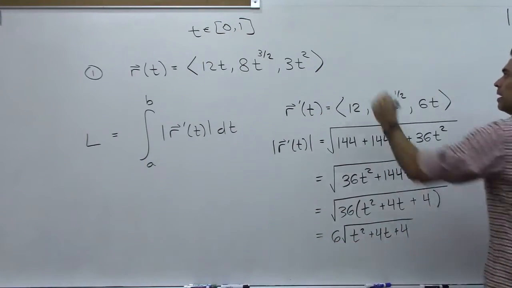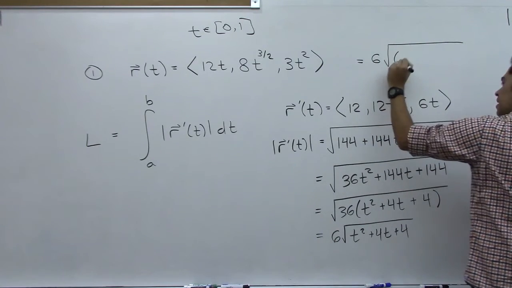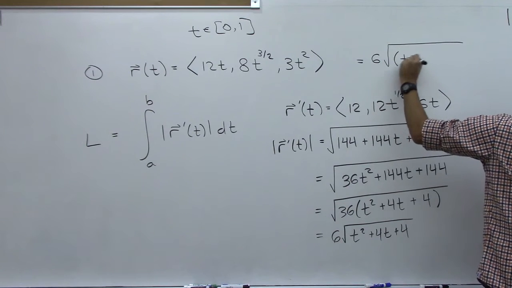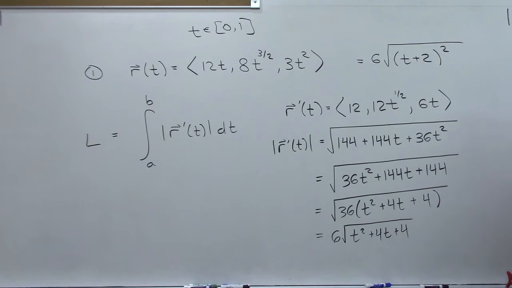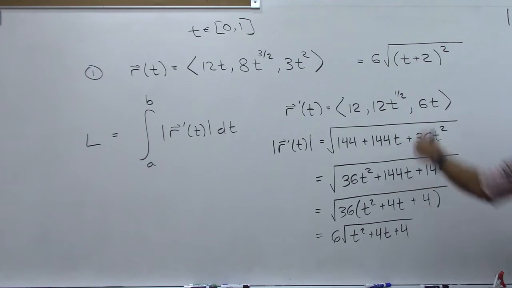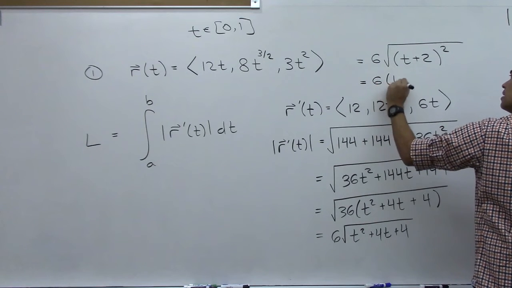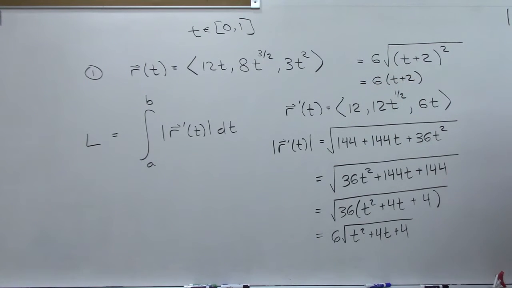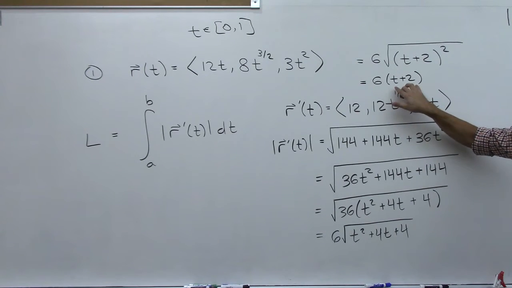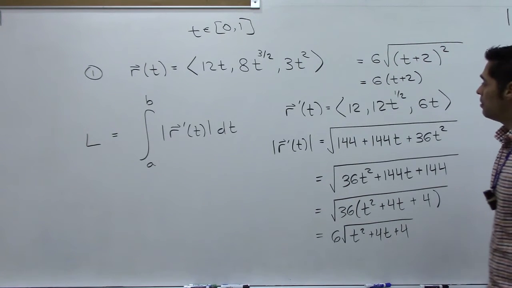So from here we get 6, and then underneath there, isn't that the same as (t + 2) squared? So if you take this and square it, you should get this. And so now you're taking the square root of something squared, so you get just t + 2. I mean, technically we should be looking at the absolute value of this, but because t is a positive number, this will always be positive, so I don't have to worry about that. So that's the magnitude of the derivative.